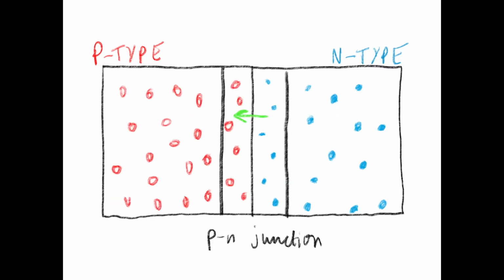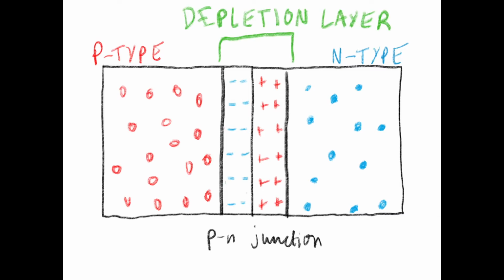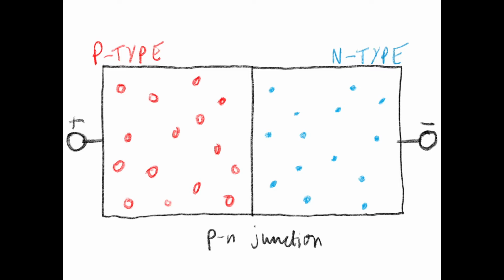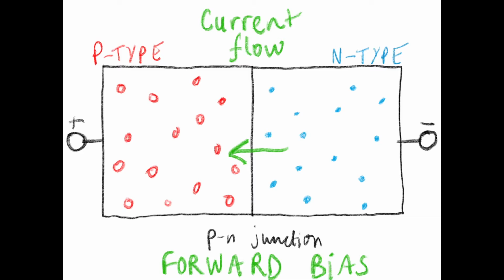At the p-n junction, the free electrons in the n-type semiconductor diffuse towards the p-type semiconductor, where they combine with holes. This leads to a positive charge at the n-type and an equal negative charge at the p-type. The region containing the charges is known as the depletion layer. If we apply positive potential to the p-type and negative potential to the n-type, the depletion layer is closed and current can flow. This is known as forward bias.